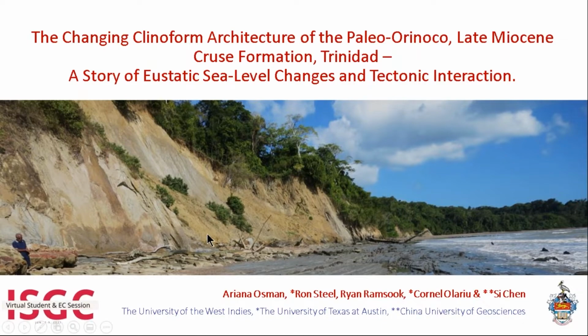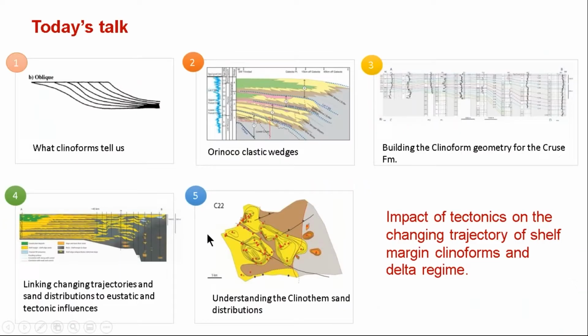Today's talk, I just want to show you how we constructed clinoforms using well logs for the first clastic wedge of the Paleo-Orinoco that was actually deposited on Trinidad. I just wanted to highlight that although this area has been extensively studied and also drilled, the large amount of tectonic deformation has made it really difficult to construct clinoforms from either seismic or outcrop data onshore. So we try and show this, and then we look at the changing trajectories of the clinoforms built and understand if it's actually impacting the regime of the delta.